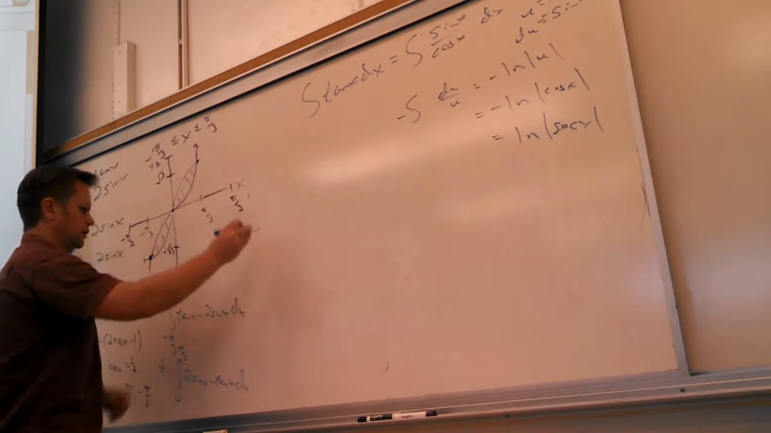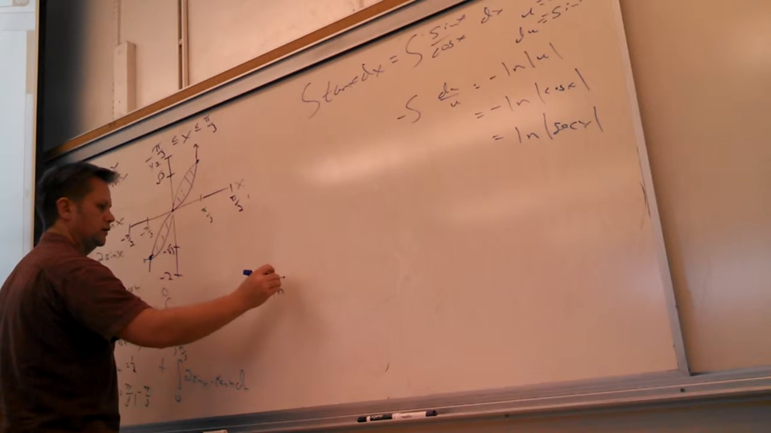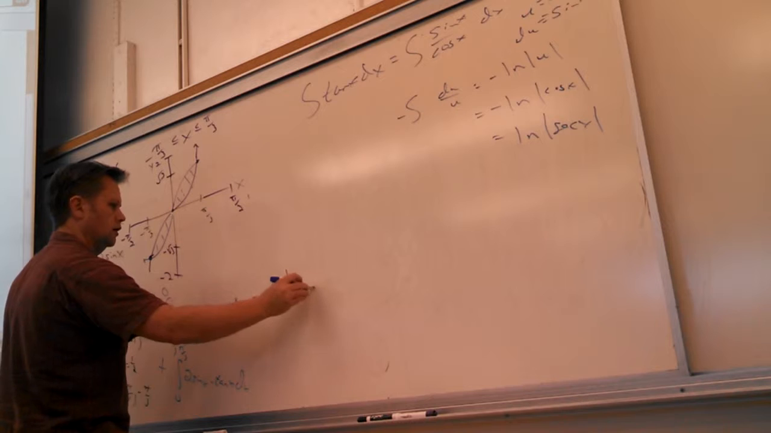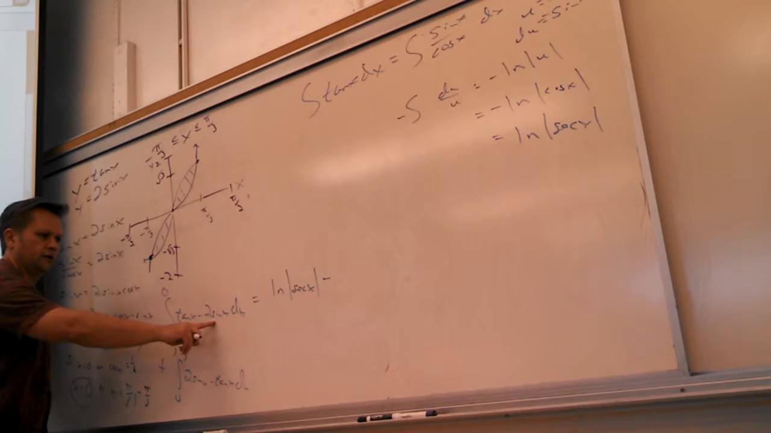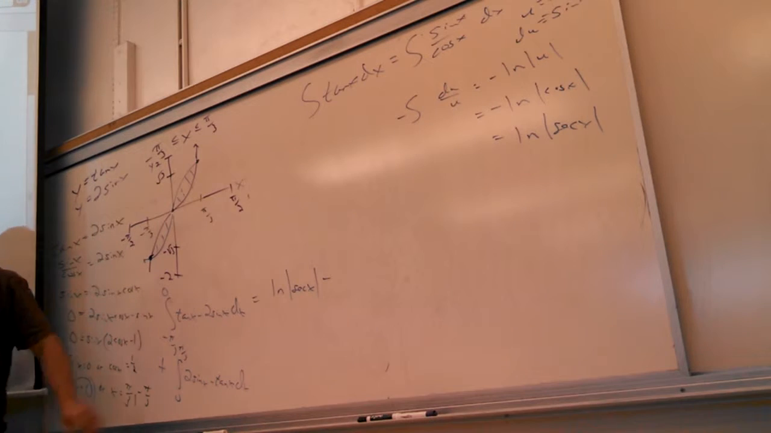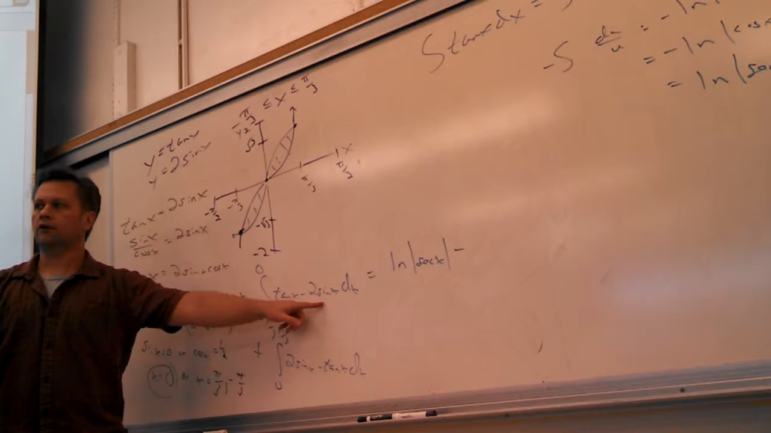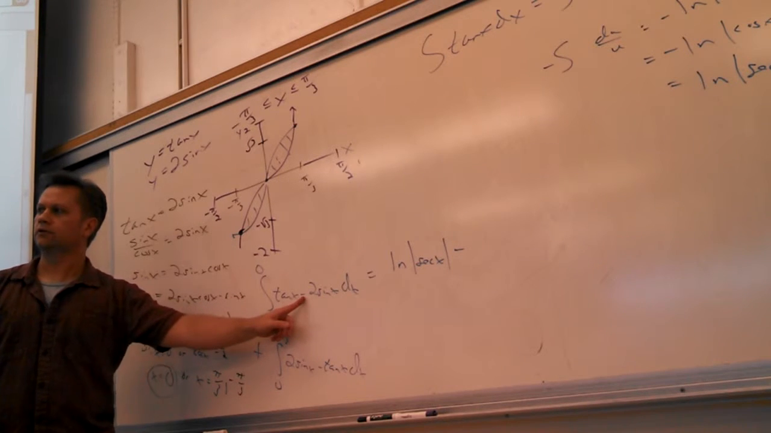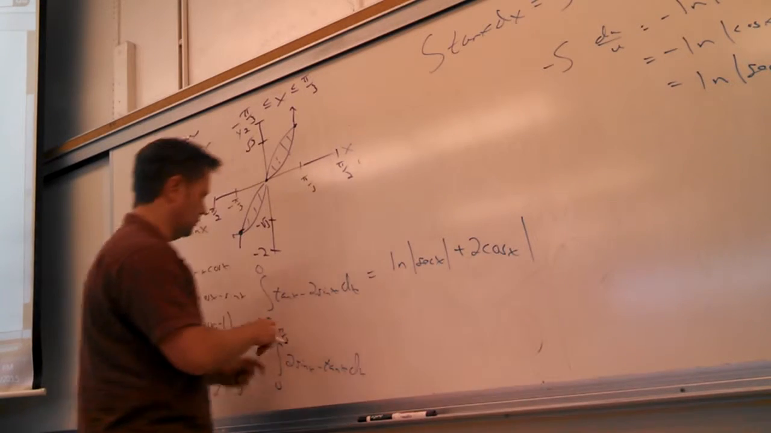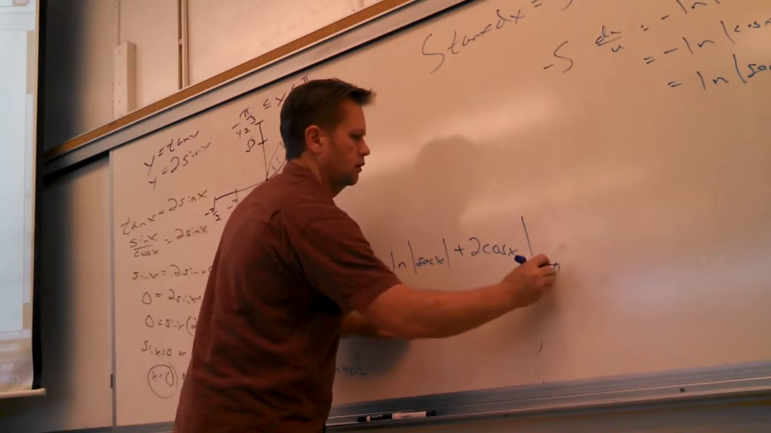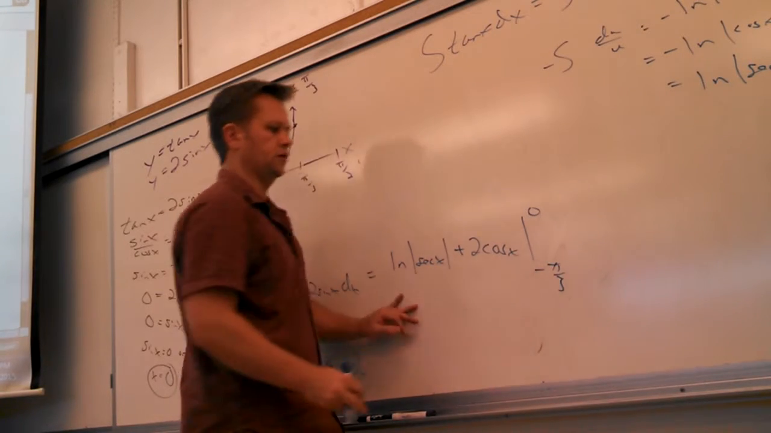So now when I integrate, I've already got that done. It's natural log of secant x. And how do you integrate this? What's the integral of sine? Well, negative cosine, so the negative becomes a plus. So plus 2 cosine x from negative pi over 3 to 0. That becomes a 3.